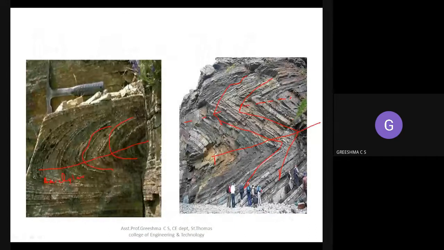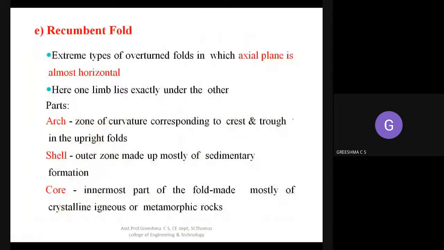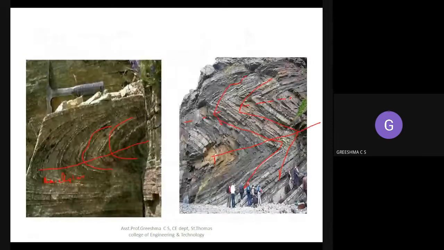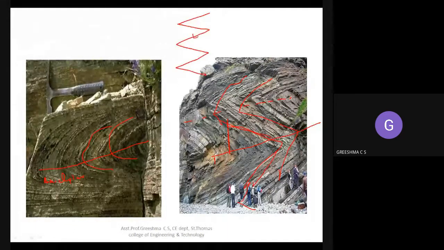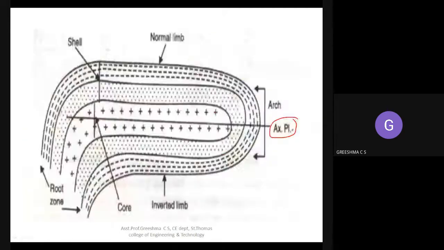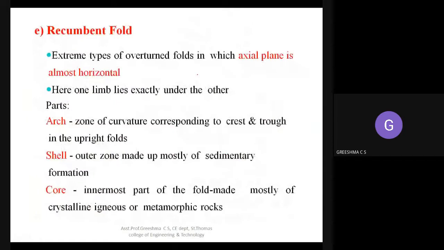So here one limb lies exactly under the other. You can see here this is one limb and this is another limb, and then another limb. So one limb will be lying over another one like this. This is one limb, this is lying over another, this is lying over another. Now the main parts are arch, shell and core.